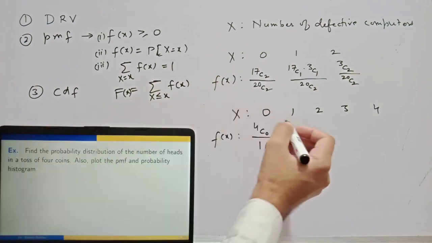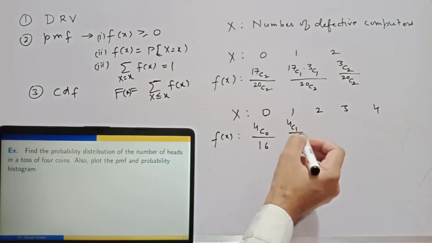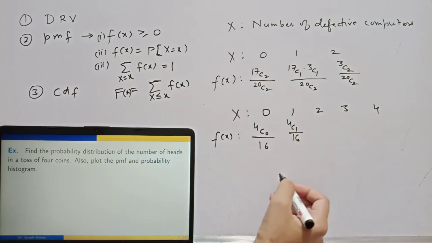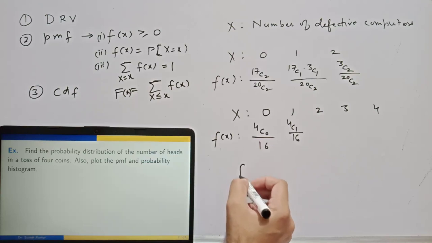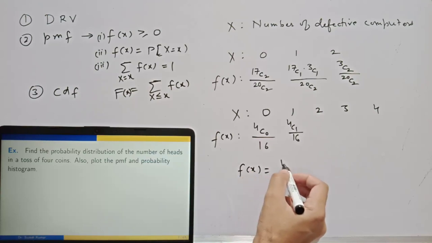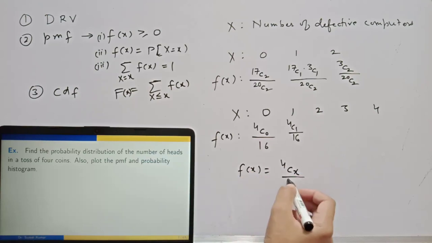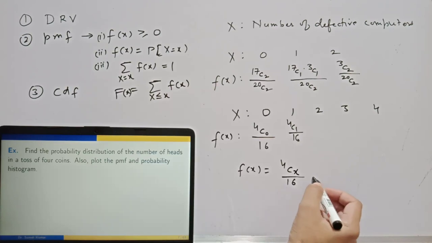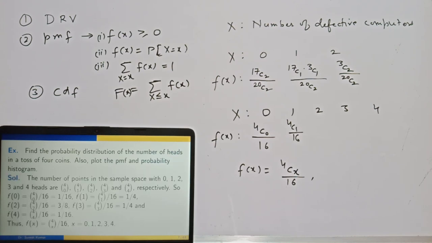Probability of getting one head, 4C1 over 16. Likewise, you can write. You can write this function in compact form also, 4Cx over 16, where x goes from 0 to 4. So this is how you can write the distribution in this case. Calculations are given here, you can verify.